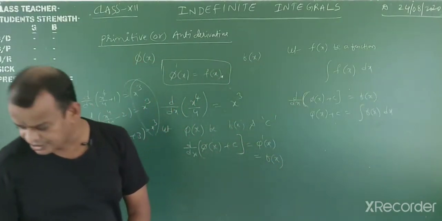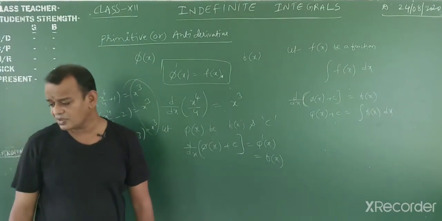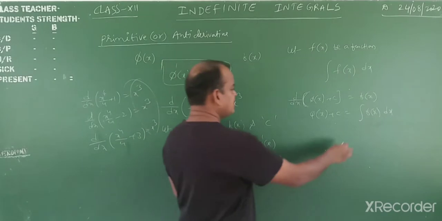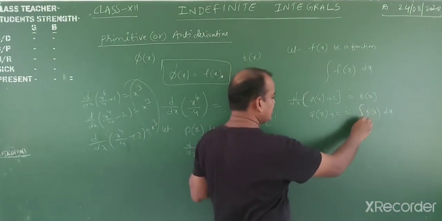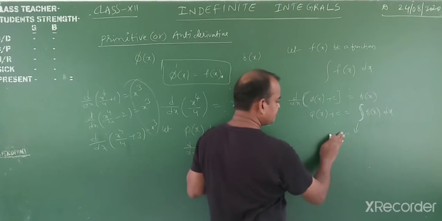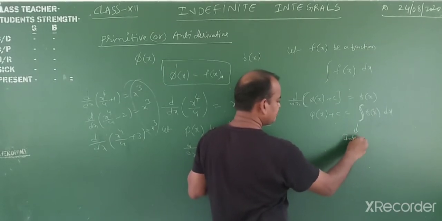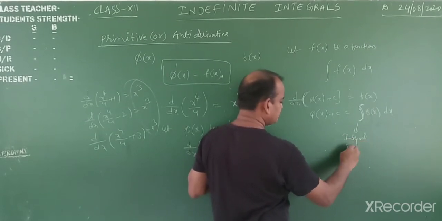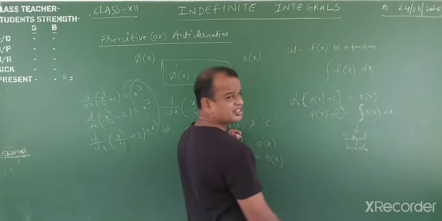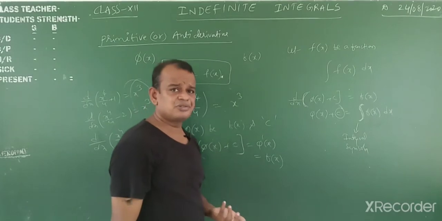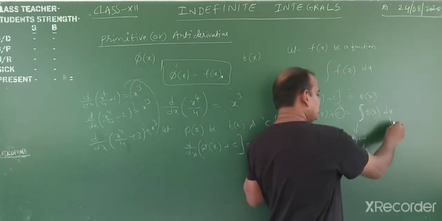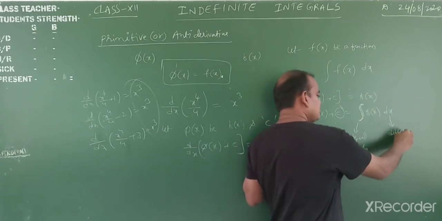f of x dx. Okay, my dear students. This symbol is called the integral symbol. Here c is an arbitrary constant, using an arbitrary constant for all primitives. Okay, dx is the differential of x.